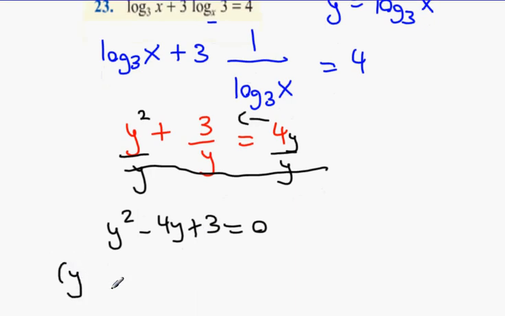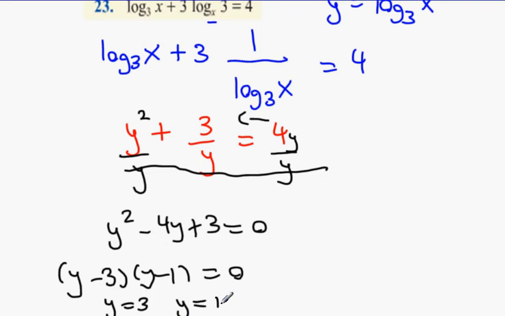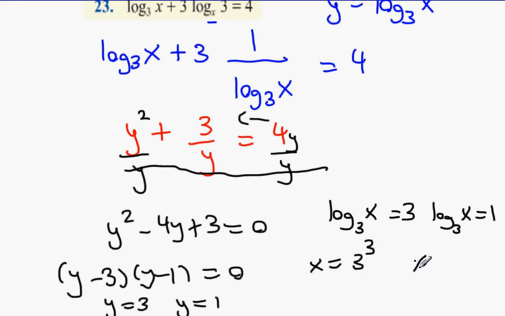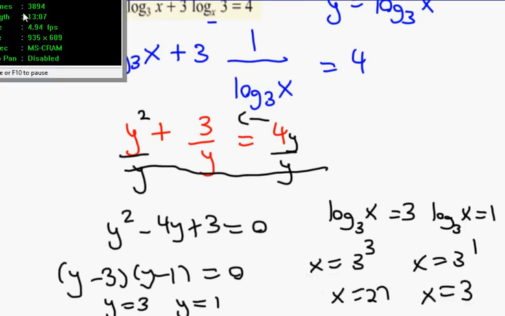We're going to solve that. We get y minus 3, y minus 1 equals 0, and then y equals 3, y equals 1. Then we convert it back into what we said it was. We know that log x to the base 3 equals 3, or log x to the base 3 equals 1. Then x equals 3 to the power 3, or x equals 3 to the power 1. So x will equal 27, or x equals 3. Who got that one then?